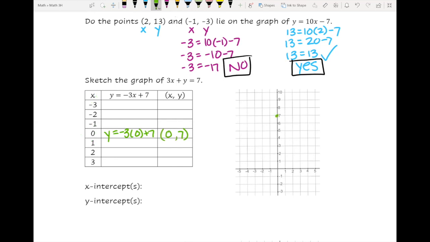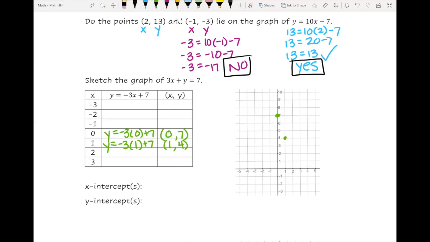So I plot that on my graph, and I need a second point in order to graph this line. Really, I can pick any of these. Maybe I'll substitute in a 1 this time. It doesn't really matter which of these you pick. So I get -3 times 1 is -3, plus 7 is 4. So my y value is 4, and this was when I substituted the x value of 1. So I'm going to plot that (1, 4) on the graph. And truthfully, I can draw a straight line through these now.